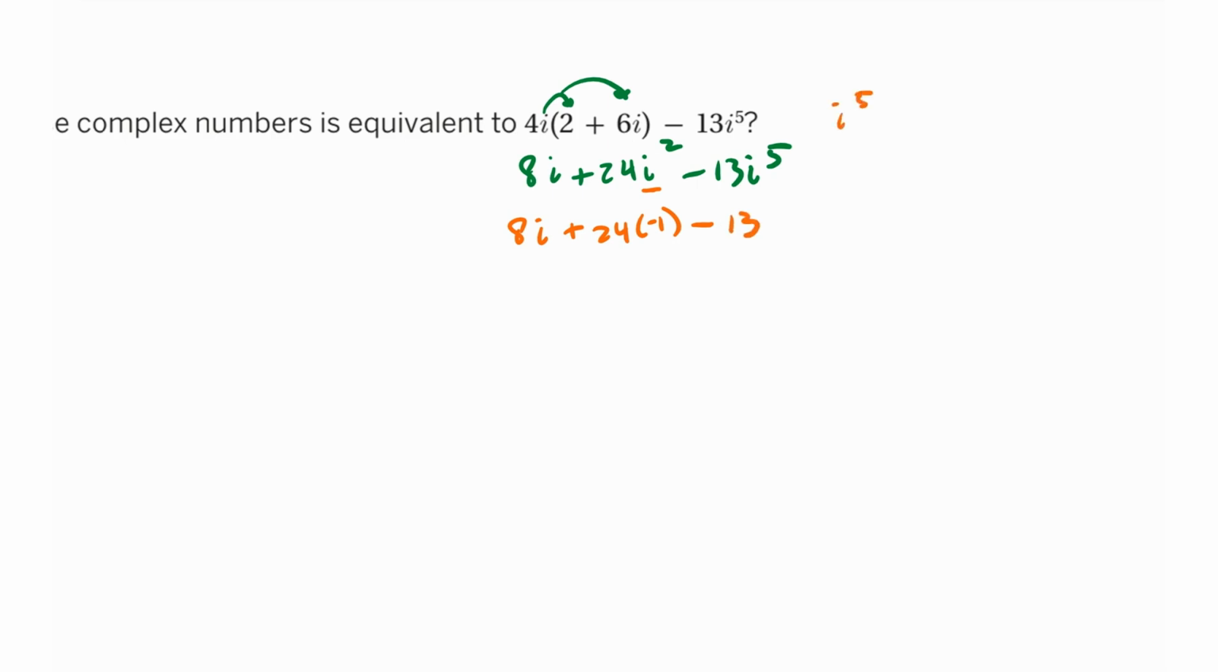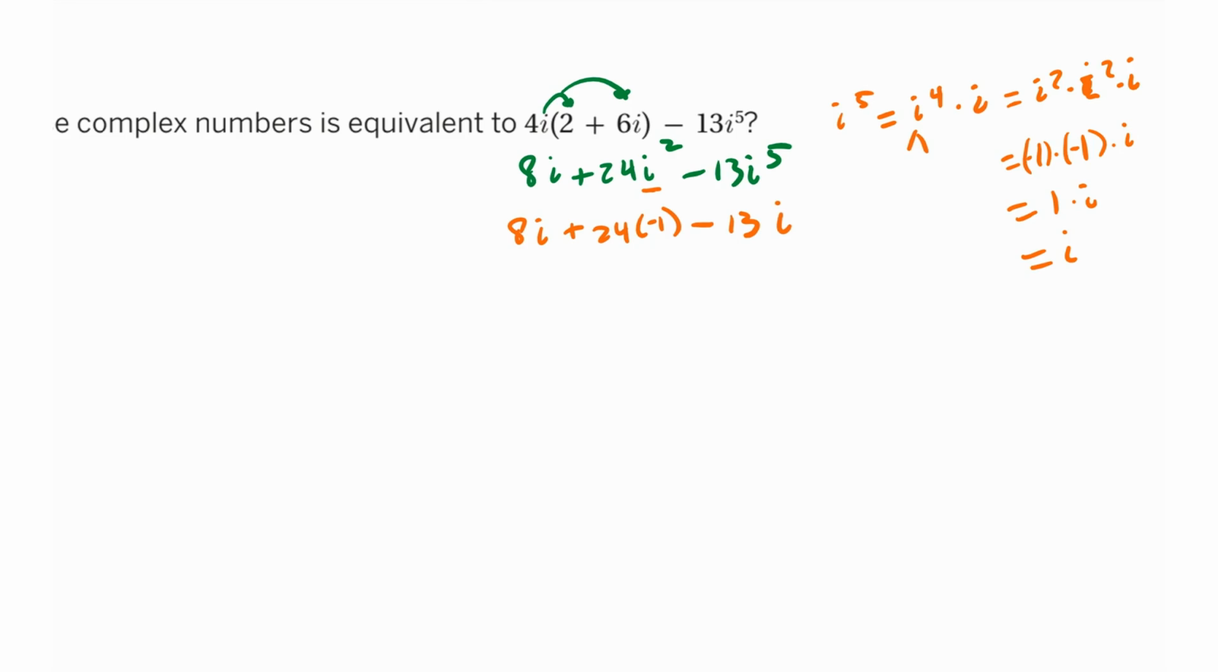Remember, i to the power of 5 is equal to i to the power of 4 times i, which is equal to i squared times i, which is equal to negative 1 times negative 1 times i, which is equal to 1 times i, which is equal to just i. So in this one here, i to the power of 5 just simplifies to positive i.